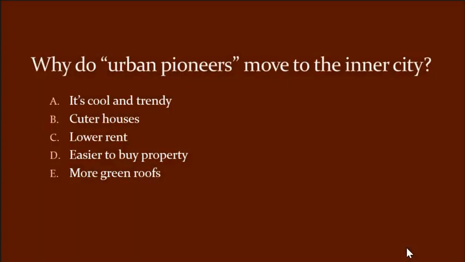So why do urban pioneers move to the inner city to begin with? It's cool and trendy, there are cuter houses there, they have lower rent, it's easier to buy property, or there are more green roofs. Well, it is cool and trendy because they make it cool and trendy, and there are cute houses sometimes, but the bottom line is it's about lower rent. You can move into an area, you can pay very little money for it, you can fix it up, and then hopefully, right, the area undergoes that urban renewal that we were just talking about.